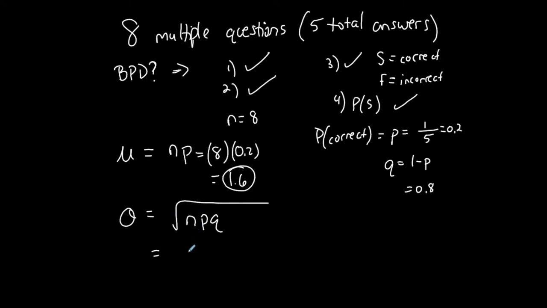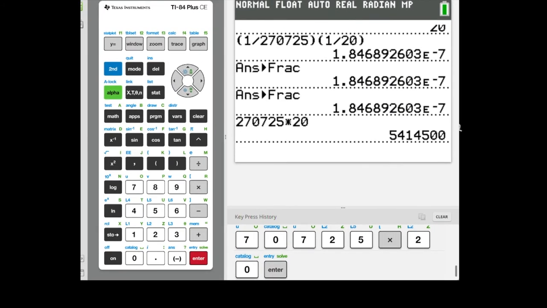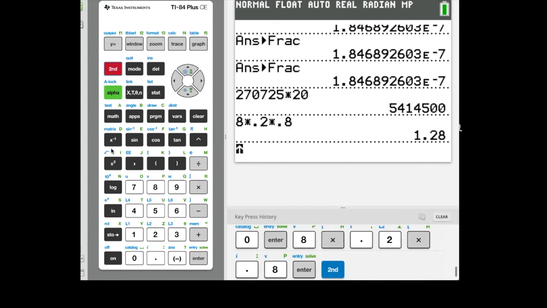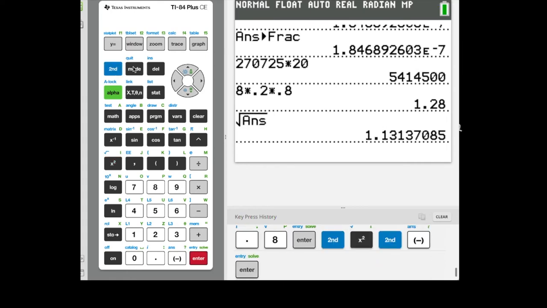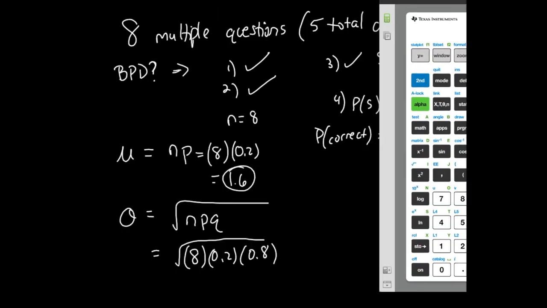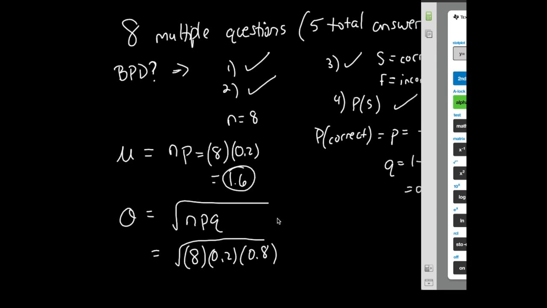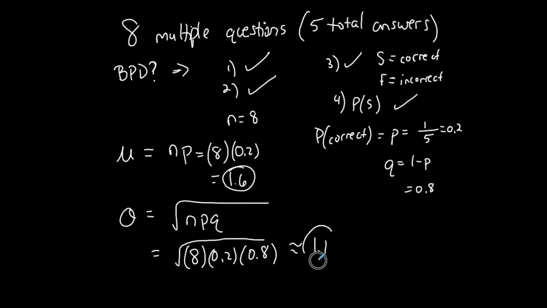My standard deviation is the square root of n, 8, times p, which is 0.2, times q, which is 0.8. Let me do that on my calculator. 8 times 0.2 times 0.8. I take the square root of that, and I get 1.13. Let's do approximately 1.1. So there we go. My mean is 1.6, and my standard deviation is 1.1.